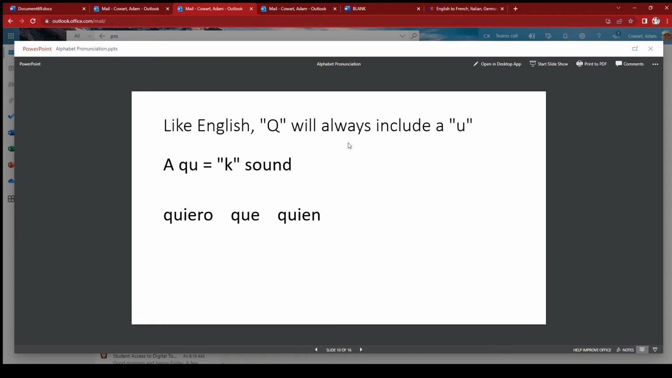Like English, Q will always be followed by a U. So a QU goes K. All right, so say after me. Quiero, que, quien. Quiero, que, quien. K.